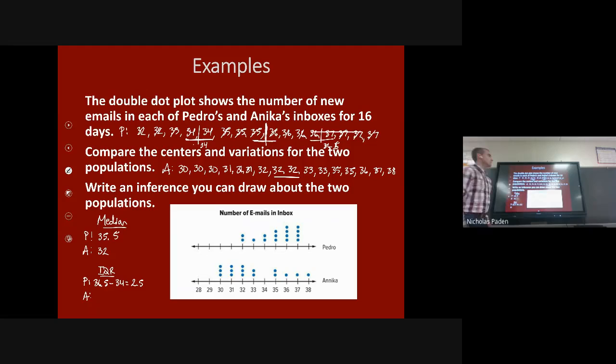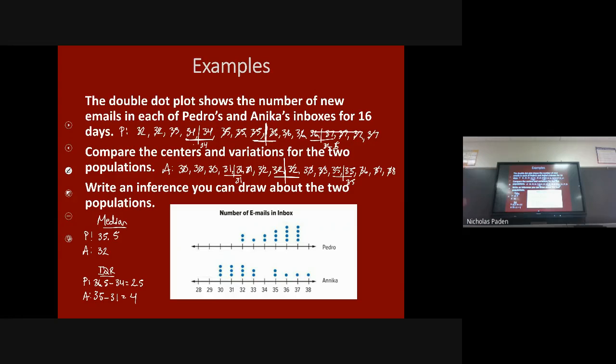I do the same thing for Annika's. So here's the median, which was in between these two numbers. So I find the median of the smaller half of the data, which is 31 and 31. So Q1 would be 31. Do the same thing for the upper half. I've got 35 and 35, so Q3 would be 35. So once I find that, 35 minus 31, which would be 4.